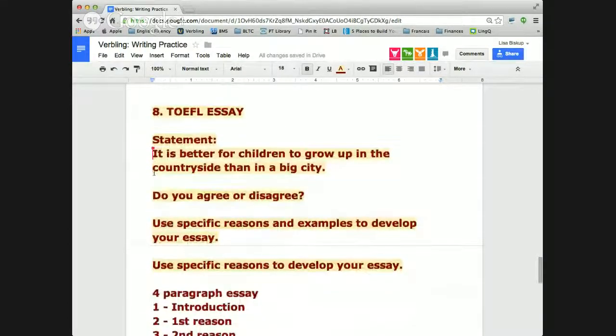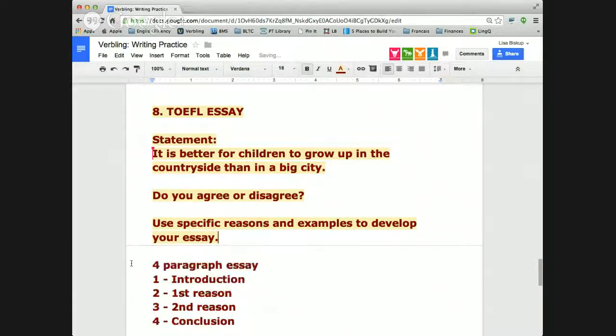And the TOEFL essay is, it is better for children to grow up in the countryside than in a big city. Do you agree? So that's a statement. So a statement is just like somebody says it, like it's a fact, but it's really an opinion, somebody's opinion. And then you have to say whether or not you agree or you disagree. And you need to use specific reasons and examples to develop your essay.